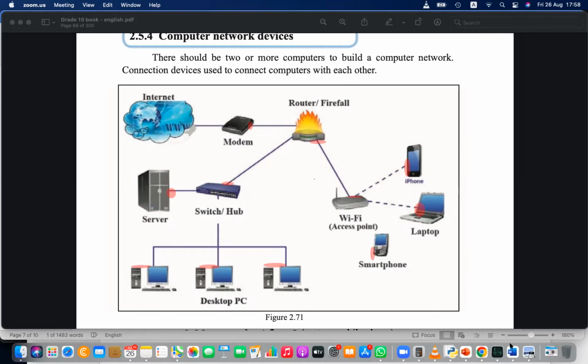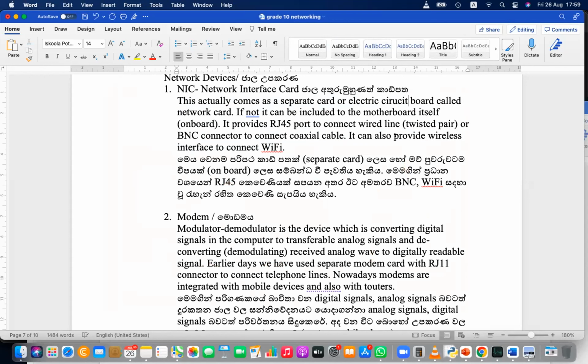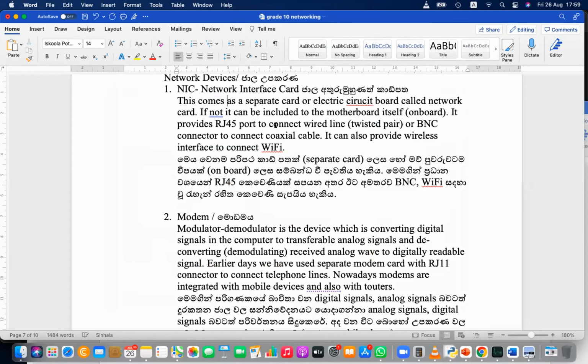Each and every device, you can see a network interface. So what is this network interface? It can be connected to the motherboard, then we call it onboard, right? Or it can be a separate electric circuit board, which actually comes as a separate card called a network card. If not, it can be included in the motherboard or the main board.